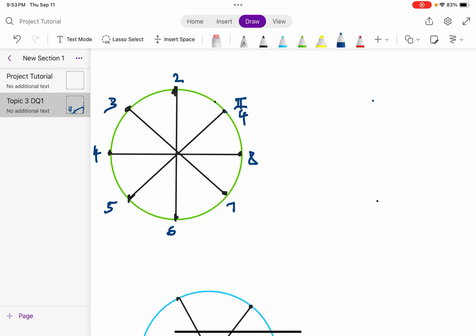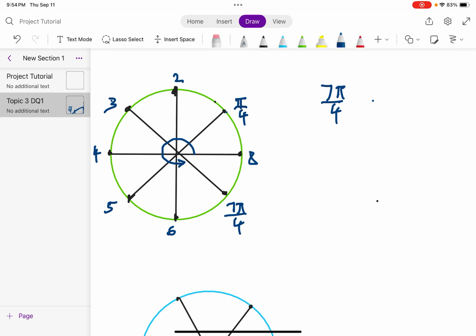So if the question asks, can you graph 7 pi over 4? Well, remember we start from the positive x-axis, so it's 1, 2, 3, 4, 5, 6, 7 pi over 4 is there. So we rotate that much, almost completing the circle, right? But not quite. It's 7/8 of the circle. So that is 7 pi over 4.